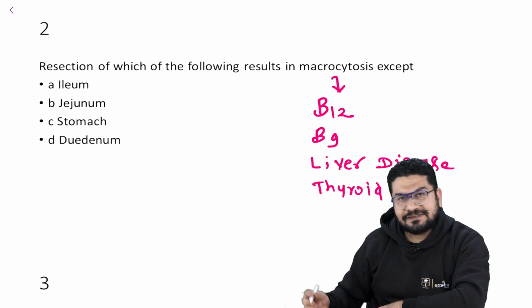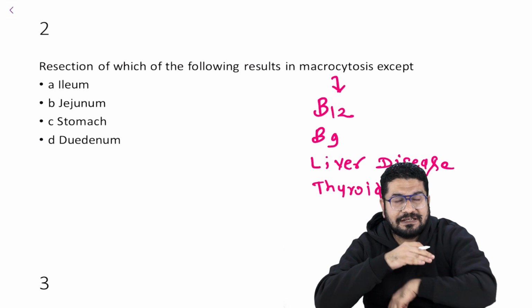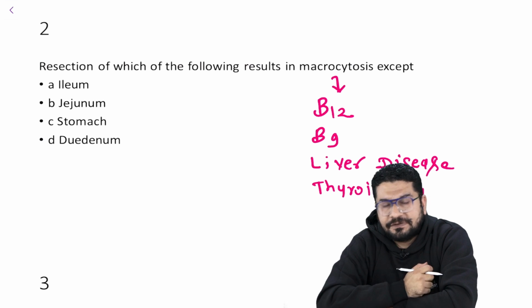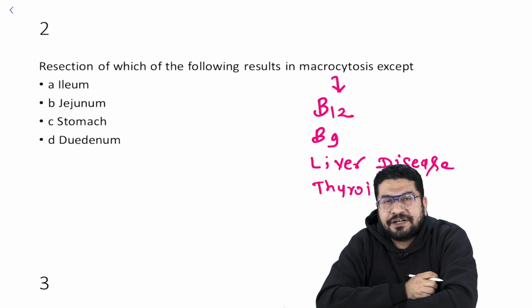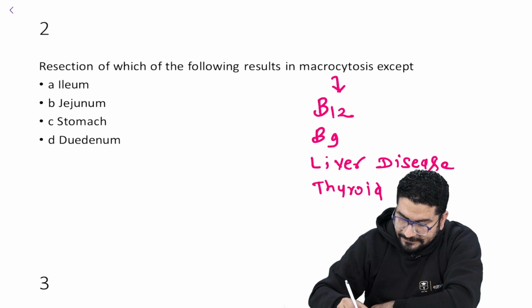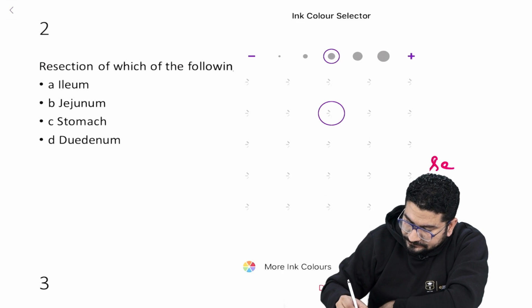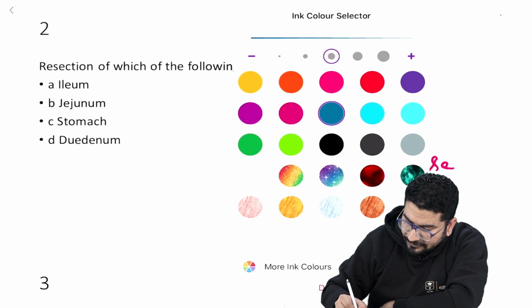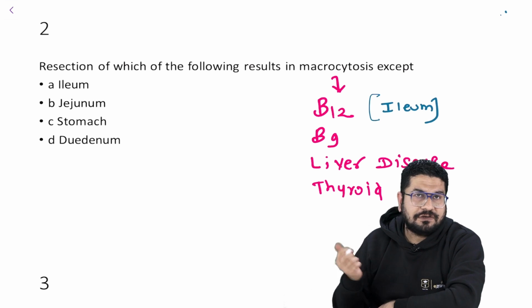Again, they have not asked a single pure medicine question. They are integrating the topics. This is like a physiology overlap with medicine. So now you should know the site of absorption of each of these things. If I say B12, B12 is absorbed where? This is absorbed in the ileum. The absorption site you have to remember. B12 absorption site will be ileum. So ileum resection can cause macrocytic anemia.